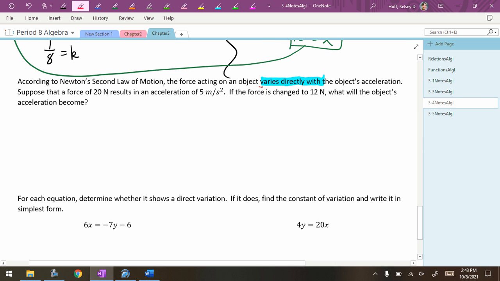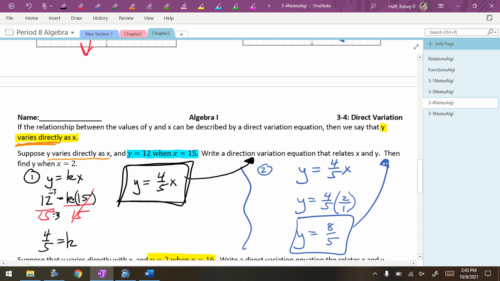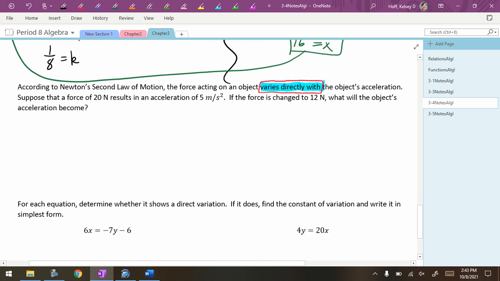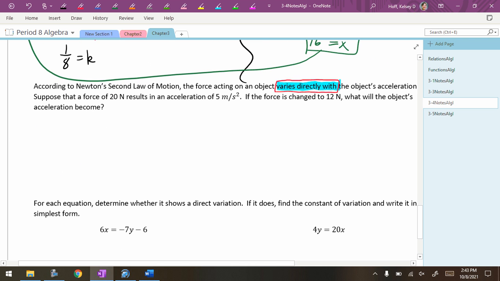Because it gives us varies directly with, if we go back to the top of your page, we talked about whatever is in front of that phrase is your y value. Whatever's behind that phrase is your x value. So in our problem, what's our y value?